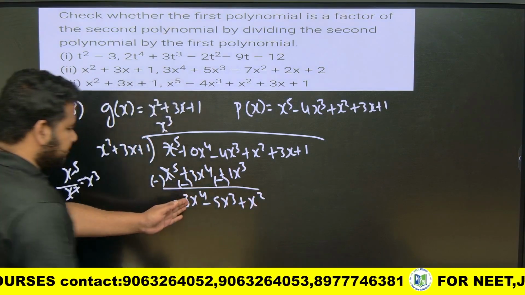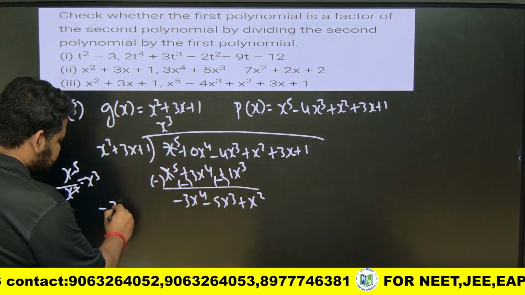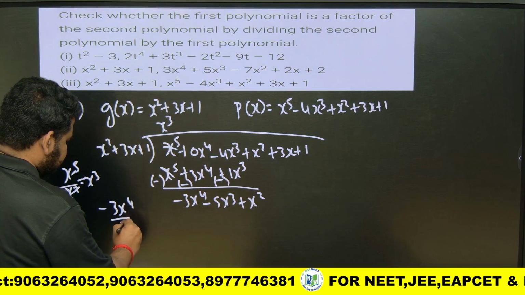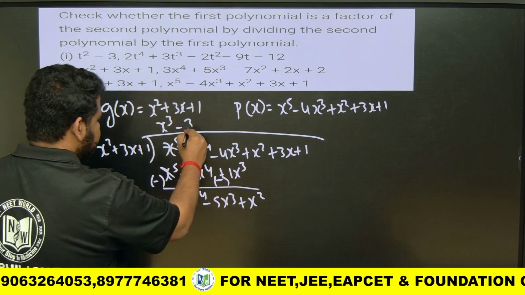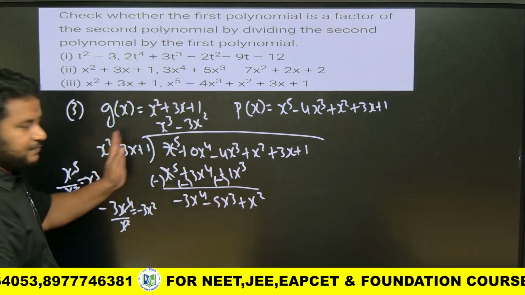Now what do we have? Minus 3x to the power of 4. Minus 3x to the power of 4 divided by x square gives us what? If I cancel, this gives us minus 3x square. So I should write here what? Minus 3x square.